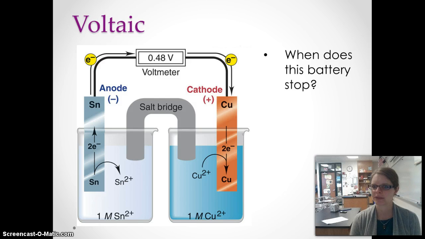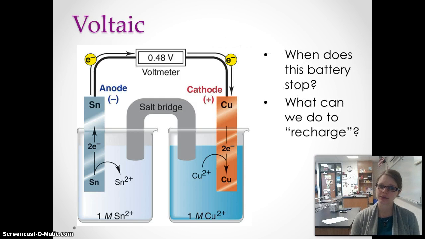When would the battery stop? When would it run out of working? Well, if you look at the tin, we're losing tin over time. The solid tin is becoming aqueous tin. So when we run out of tin, the battery's dead and it doesn't work anymore. Or on the opposite end, if we run out of copper ions, as the copper ions are moving in to make a copper solid, then we also don't have the battery running anymore. So when the pieces run out, things don't work.